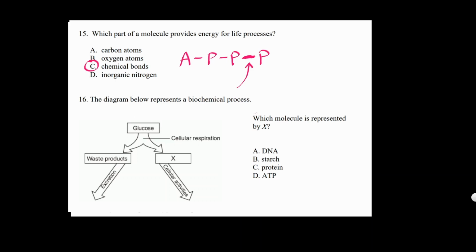Number 16, the diagram below represents a biochemical process. Which molecule is represented by X? So we have glucose, break it into two parts here. We have waste products, which are excreted, like carbon dioxide, and then the other product is water. Well, water, let me see, water, cellular activities, nope, no water here. Oh, it's ATP, because ATP is also a product of cellular respiration, but it's used for cellular activities. Okay, so it should be D.